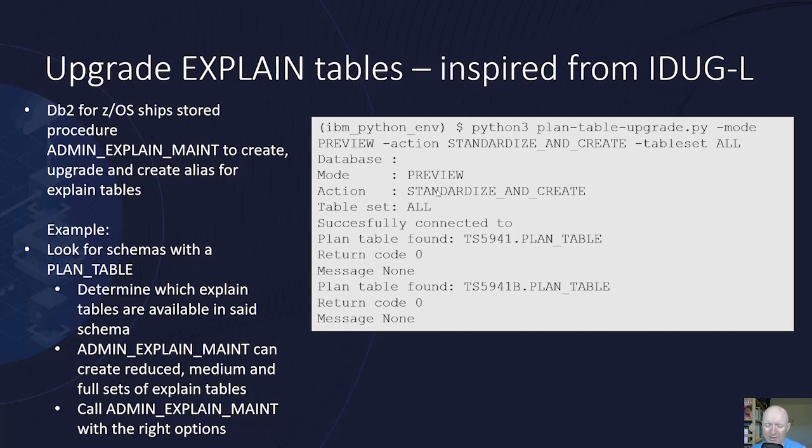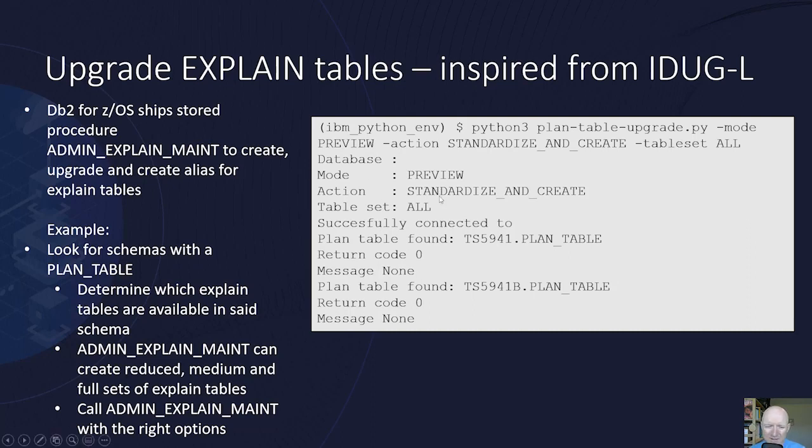In this case, I basically did a loop through, trying to identify all plan table sets on my DB2 subsystem. If users have personal tables, there might be hundreds or thousands of sets of tables, and then I just iterate through them. For each schema where I found a set of plan tables, I call the stored procedure to upgrade them.